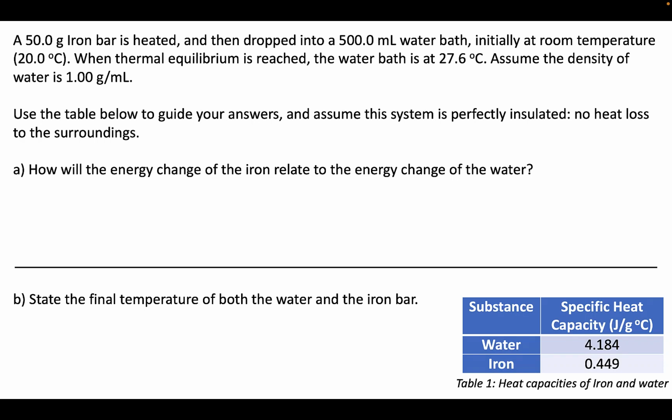All right, for this quiz, we're looking at a calorimetry experiment where we take an iron bar, get it really hot, put it into a water bath, and see what the change in temperature is. With this, we want to determine the initial temperature of the iron bar, and we're going to break this into parts. The first question asks how the energy change of the iron relates to the energy change of the water, which is really getting at how we approach these from a big picture conceptual idea.